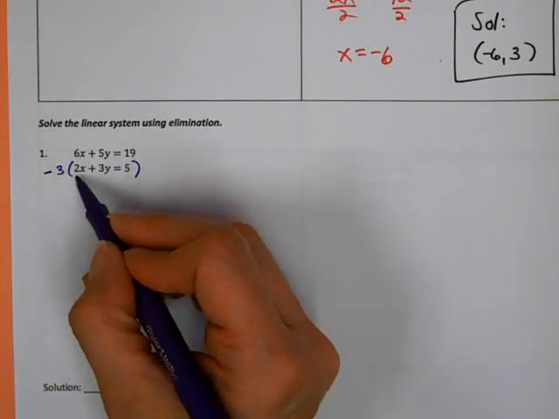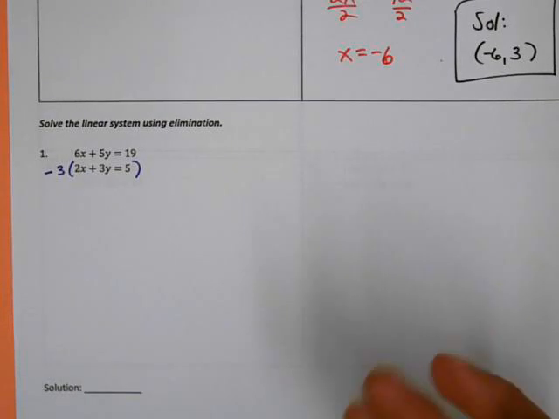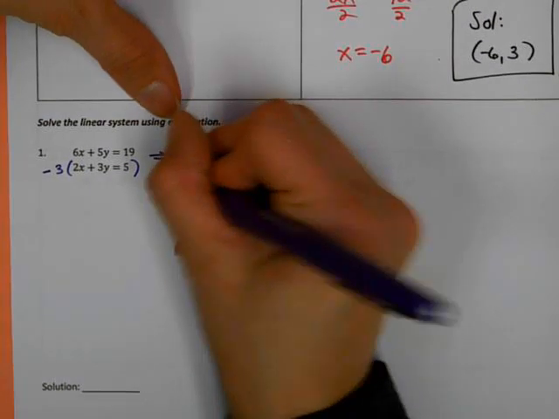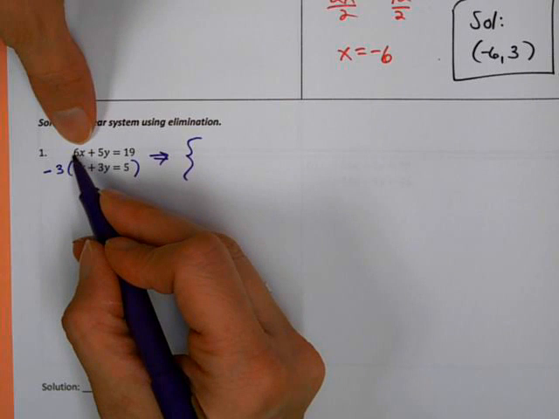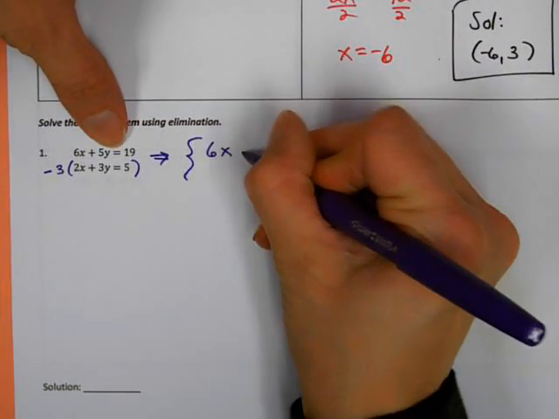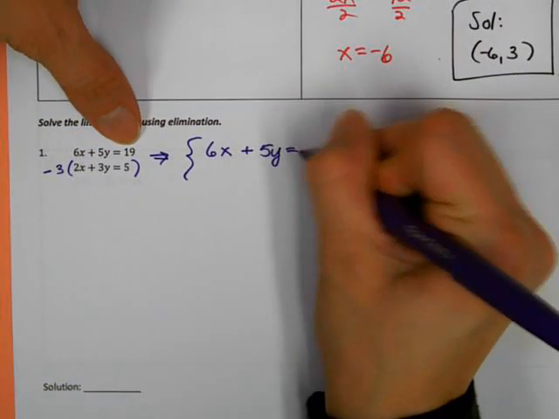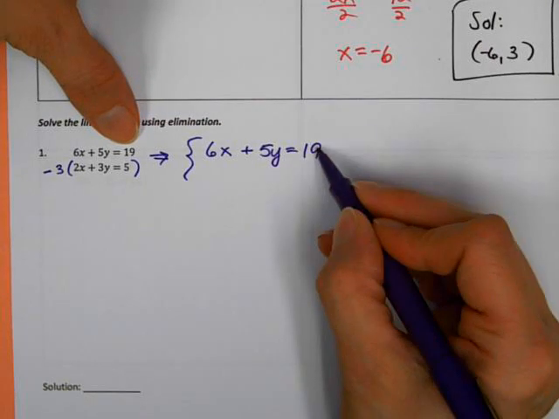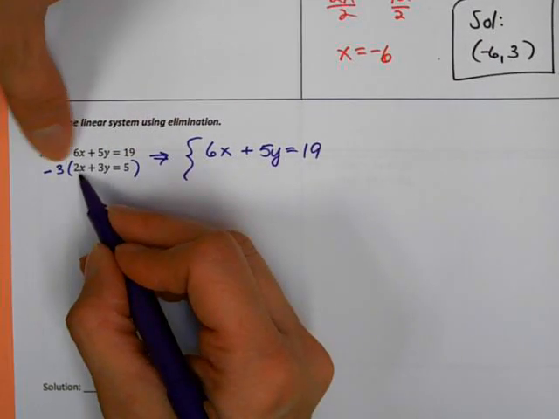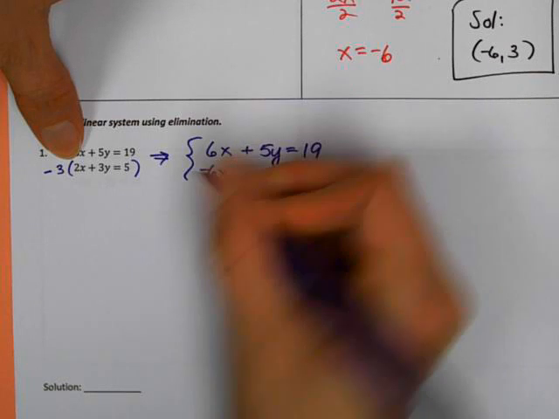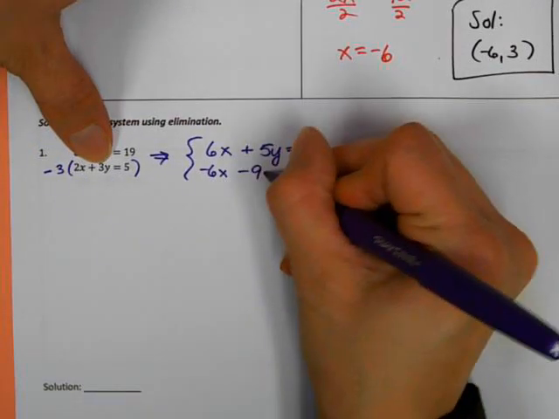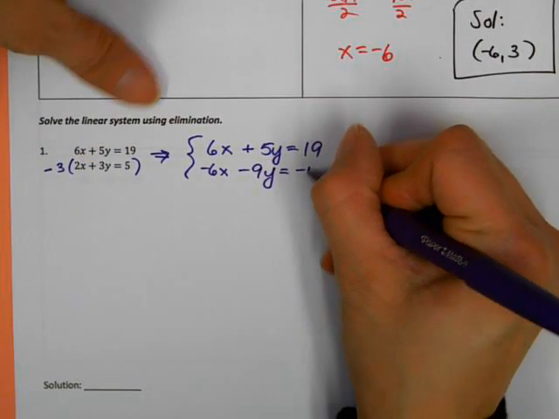Negative 6x and a positive 6x will cancel out. So let's go ahead and just copy this first equation down just the way it is. Don't forget about the constant on the right-hand side. Negative 3 times 2x is negative 6x minus 9y equals negative 15.